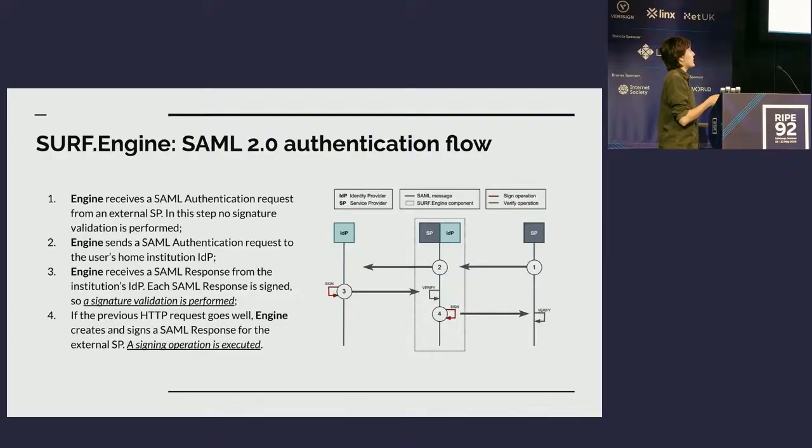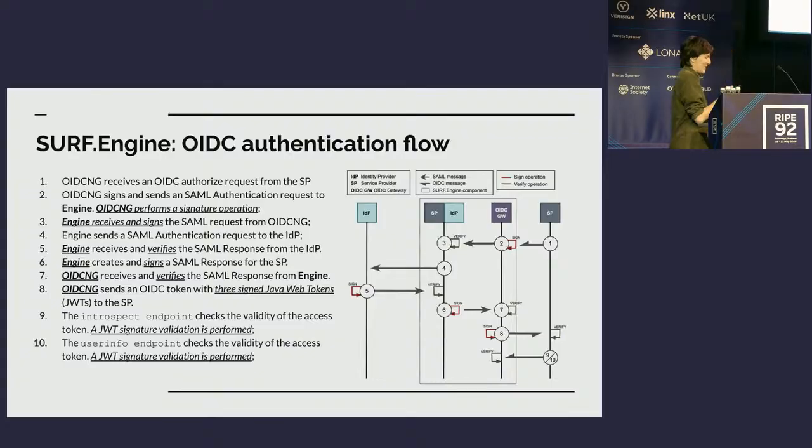So you can already see that here the hub is the one performing the most cryptographic operations. In total, we have 4, but we take these 2 into consideration. Okay, then this is the SAML one. The OpenID Connect one is a bit more complex.